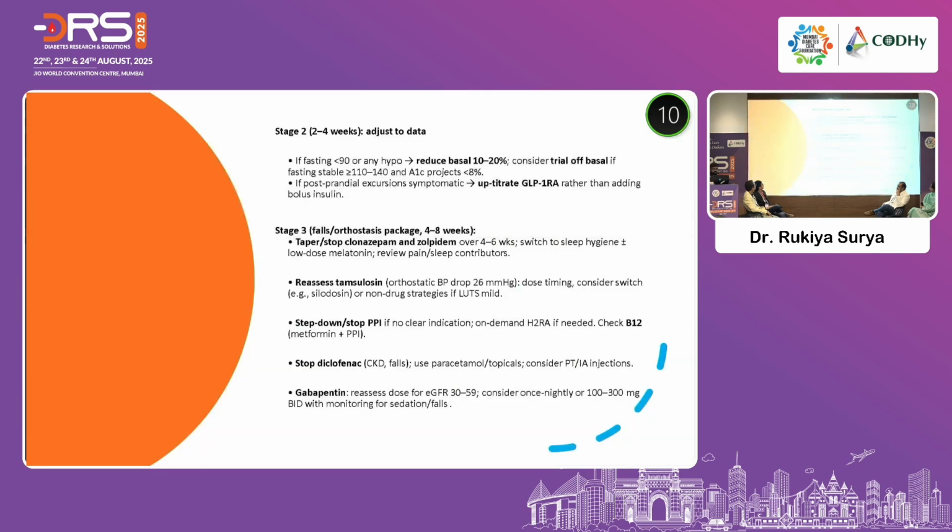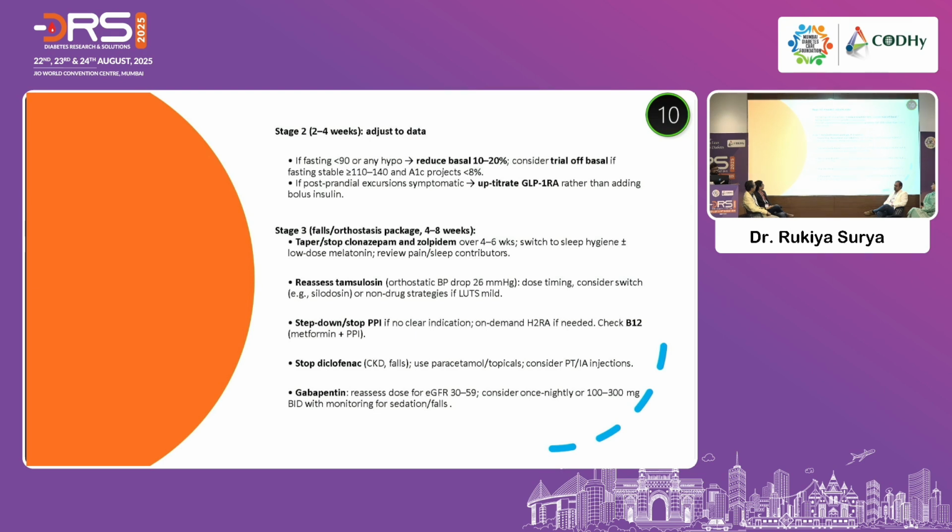So stage 2 will be adjust to data. If fasting is less than 90, we can still relax. We need not be less than 90. It has to be somewhere around 120ish or 130ish for this patient. A1C projection should be around 8. And if postprandial excursion is symptomatic, you can up titrate the GLP-1 RA rather than adding a bolus insulin in this patient. Stage 3, talking about falls and everything.